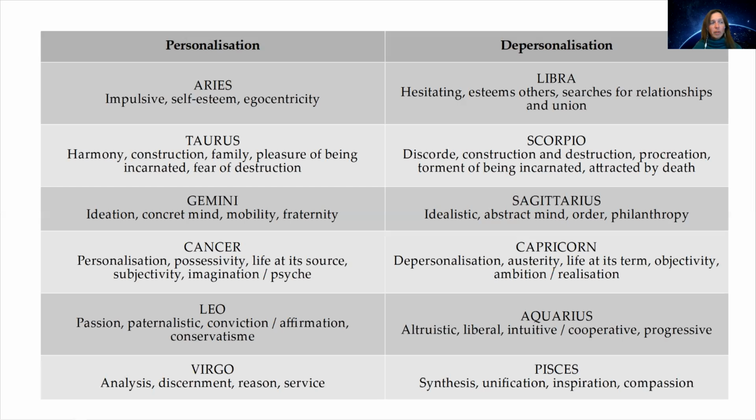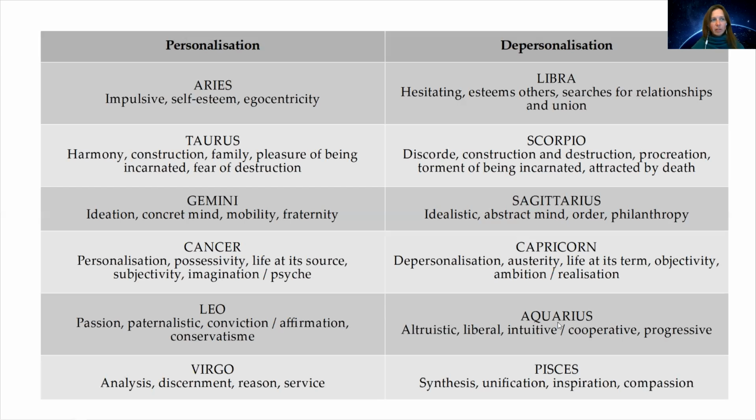So as opposed to life at its source, Capricorn would be life at its term. Obviously, it's more representative of old age, where Cancer would be more representative of the small child. And objectivity and ambition, realization, because we are in the building phase with Capricorn. Leo stands for passion, paternalistic, and it's also a very fixed sign. Actually, it's like I am this, so I know exactly what I am. So it can be a little bit of conservatism, and it's a very strong anchor in one's convictions and affirmations.